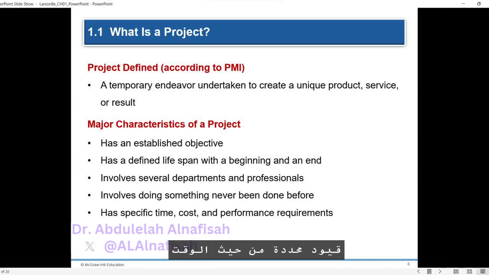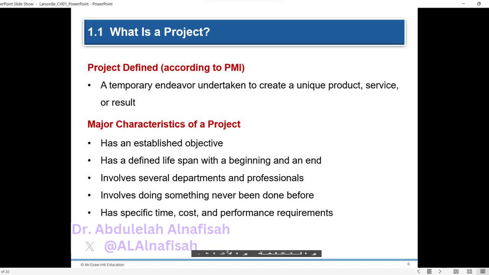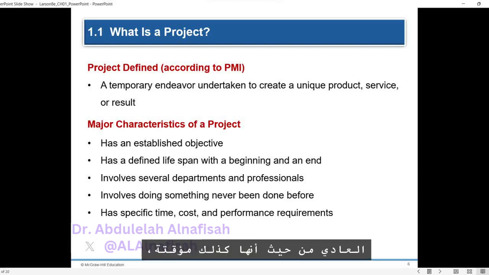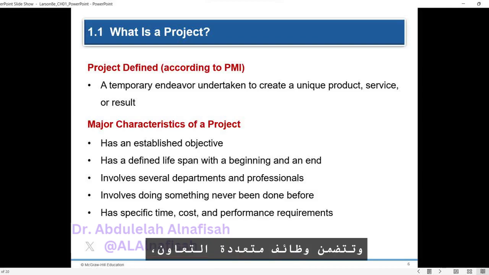Projects are bound by specific constraints in terms of time, cost, and performance. There are deadlines to meet, budget limitations to consider, and performance targets to achieve. These constraints require careful management to ensure successful project completion. Projects differ from regular organizational work in that they are temporary, have a clear objective, involve cross-functional collaboration, require innovation, and are subject to specific constraints.